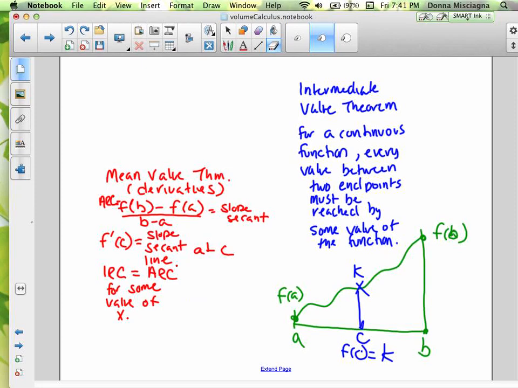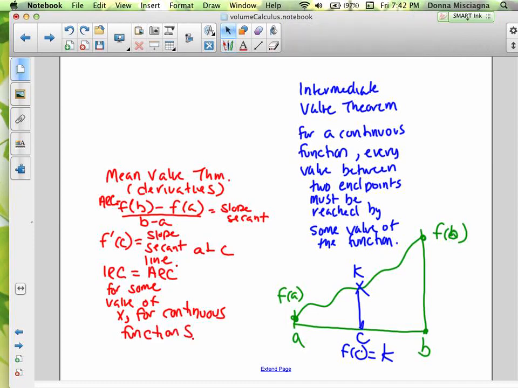And I should say, I'm going to add that this is for continuous functions, right? Because if it wasn't a continuous function, all bets are off. Can't use mean value theorem, can't use intermediate value theorem. There's nothing more we can say. We can't be sure, right? But if you're continuous, every value's got to be represented.